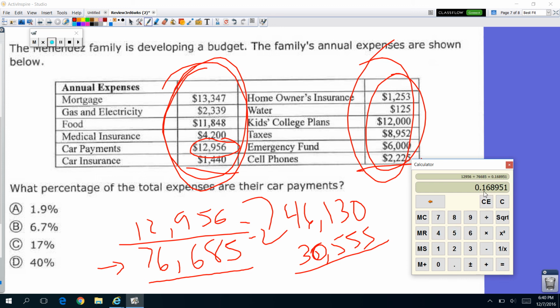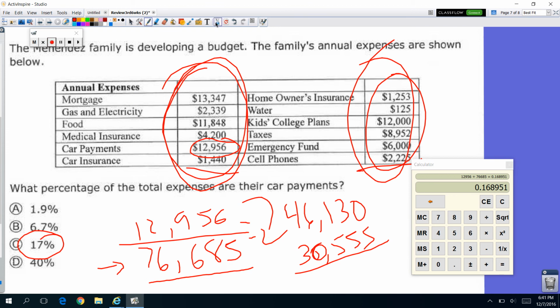Now look at that answer, 0.168951. Now, if you remember Dr. Pepper, you roll it 2 times. You go from a decimal to a percent. So really that's 16.8951%. 16.89, so that sounds like 17%. So that really is 17%. All right.